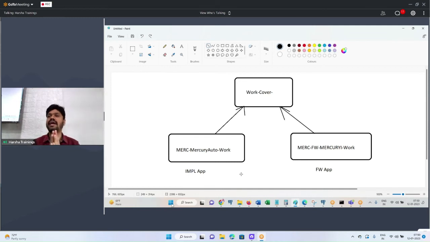Now, I need to make changes here such that my implementation work class should be able to use the functionalities of work dash cover dash. My framework work class should be able to use the functionalities of work dash cover dash. As it is what is present, it should be.